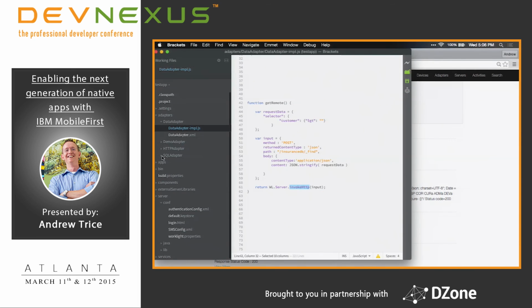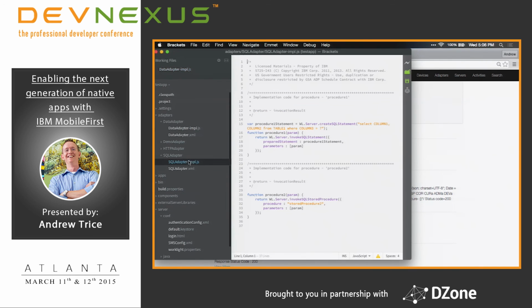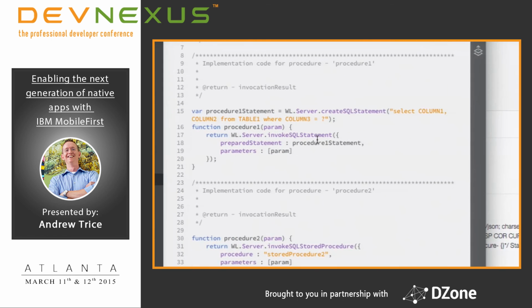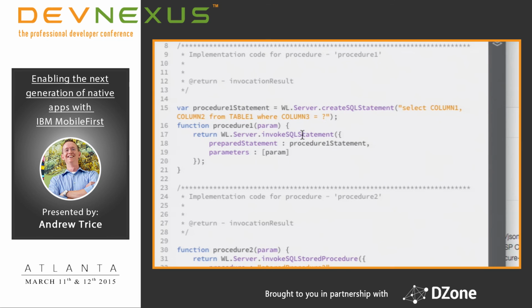If you wanted to access data from a SQL database, it's really simple. Right here is a sample. We've got a SQL query where it's wl.server.createSQL statement. We've got our select statement. And then procedure 1 is actually the procedure that you're going to invoke from your application. It's just going to call invoke SQL query. It's going to pass in the prepared statement and any parameters. That's going to return a JSON object to you that contains all the data that was returned from that query.